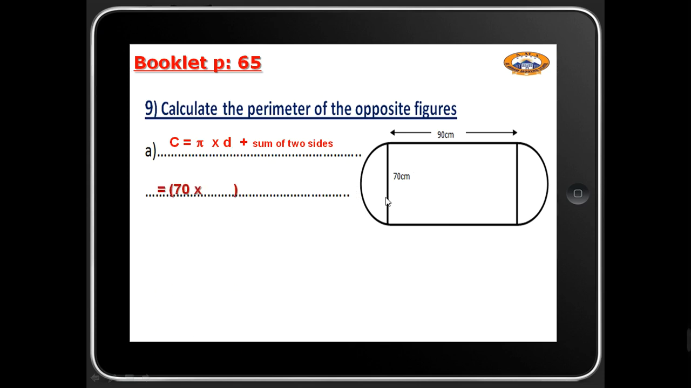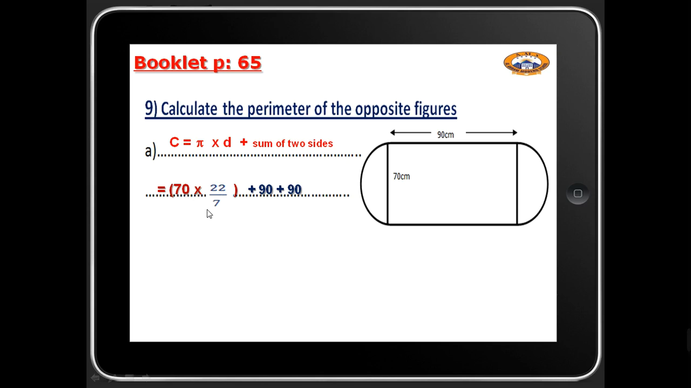Here I have the diameter, it's 70 centimeter, multiplied by pi. Pi here is 22/7, plus the sum of these two sides, 19 plus 90. And you cannot add 70 because this is an interior inside this figure. The perimeter is the sum of only the outline that forms this figure. Okay, you cannot add 70 because 70 is the diameter of the circle. So here, using your calculator, you can get the answer for 70 divided by 7.